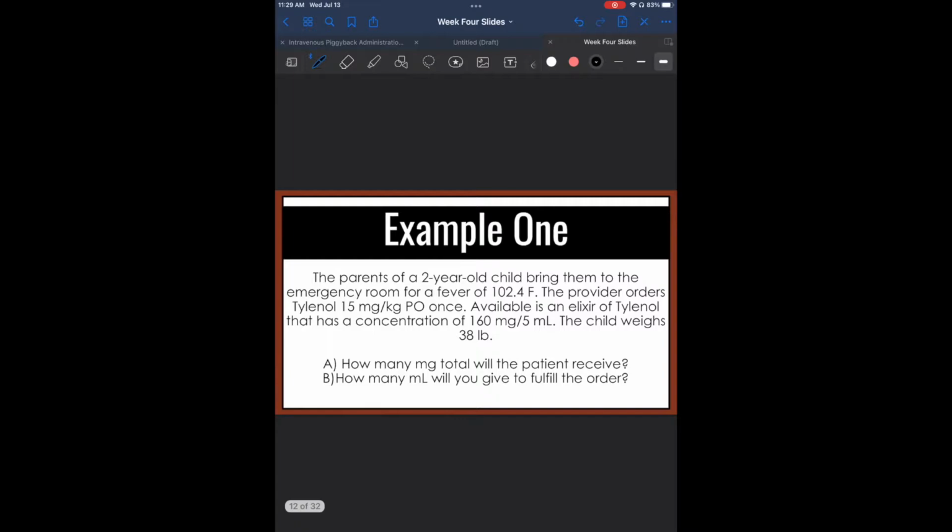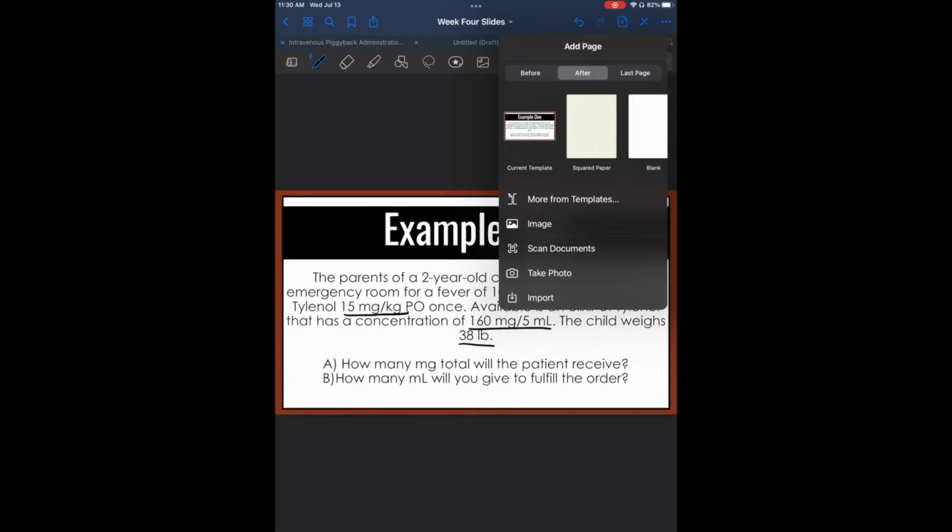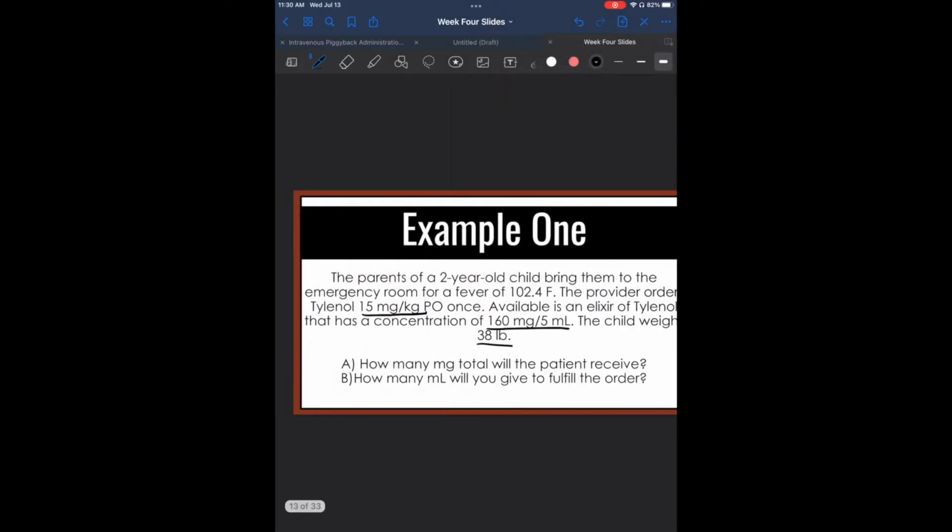All right, so looking at our first example here, the parents of this 2-year-old brought their kid into the ER because they have a fever. The provider wants them to get Tylenol. Ordered dose is 15 milligrams per kilogram, PO once. And available, we have an elixir of Tylenol that has a concentration of 160 milligrams over 5 milliliters, and the child weighs 38 pounds. So we want to know how many milligrams total the patient's going to receive and how many milliliters we're going to give to fulfill that order.